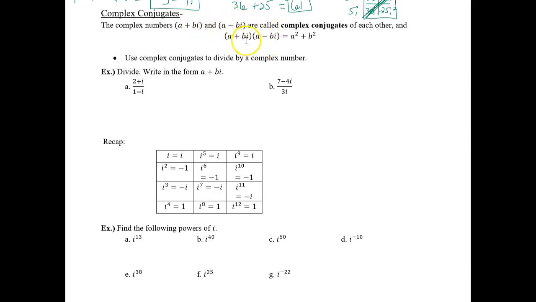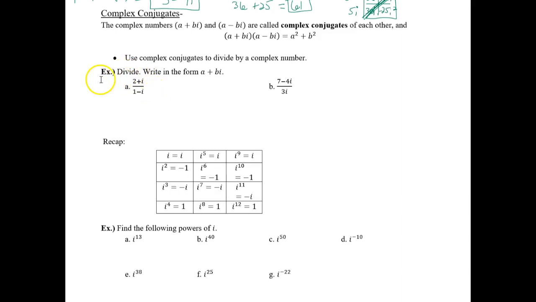When we multiply those together, we should get a difference of squares, but because of that I squared, it becomes a sum of squares. Okay, and those sum of squares are real numbers, so I'm going to end up with a real number and no complex number here, no I. And we're going to use these to divide complex numbers.